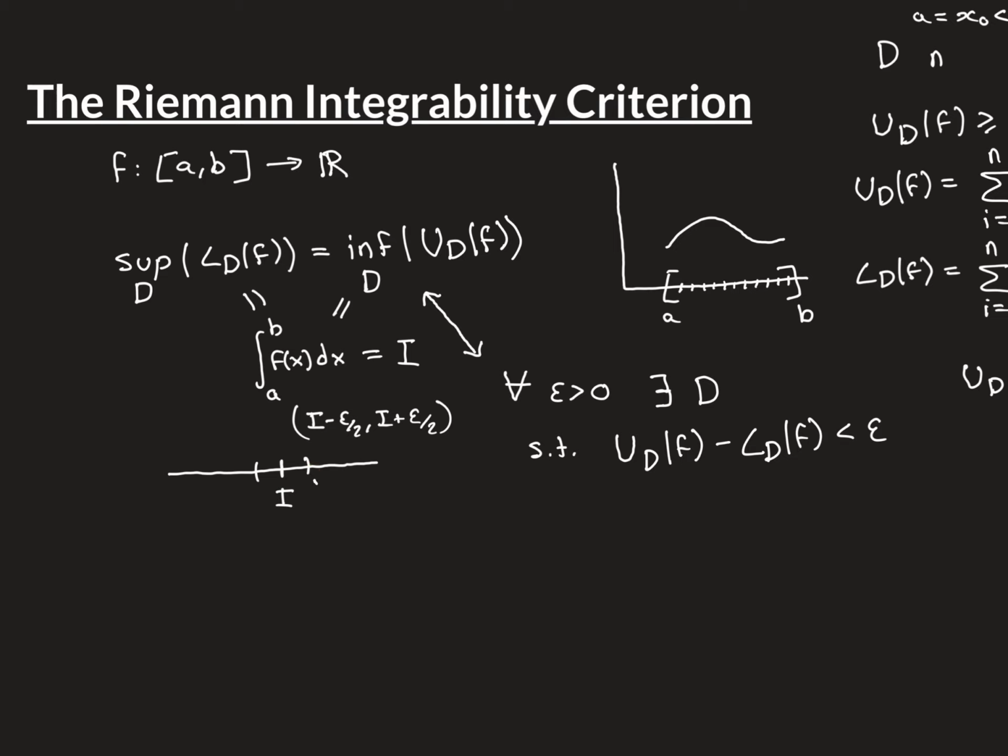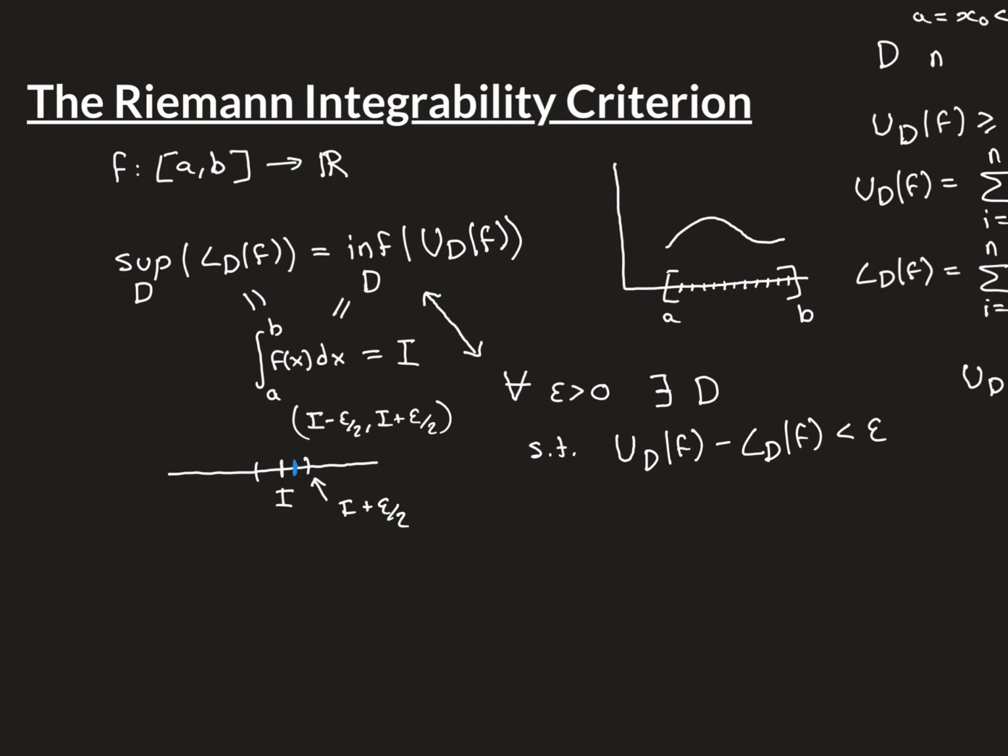In particular, this value here, which is I plus epsilon over 2, cannot be a lower bound for the set of all upper Riemann sums. So that means that there must be an upper Riemann sum that is strictly less than it. And now we know that all upper Riemann sums have to be greater than or equal to I, so it's going to be somewhere here.